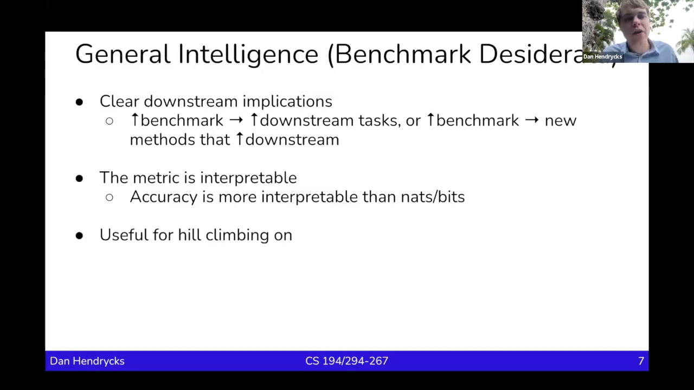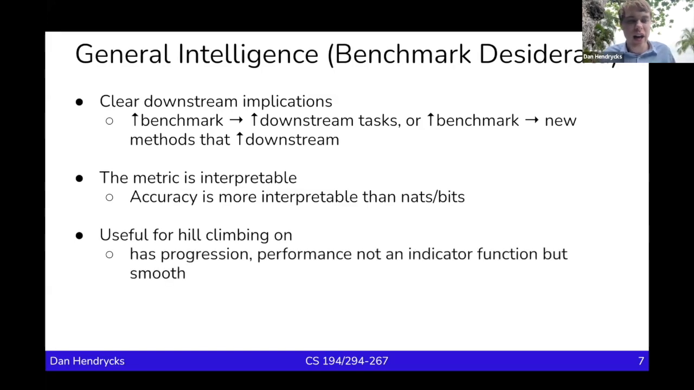And then another thing you need in your benchmarks is that it needs to be useful for hill climbing on, or doing small local improvements to. So that is to say, you don't want your benchmark being all or nothing. You either passed or failed, and that's the only indicator. You want a continuous score, that you got 37 out of 60. That's a lot more useful than some very steep step function.